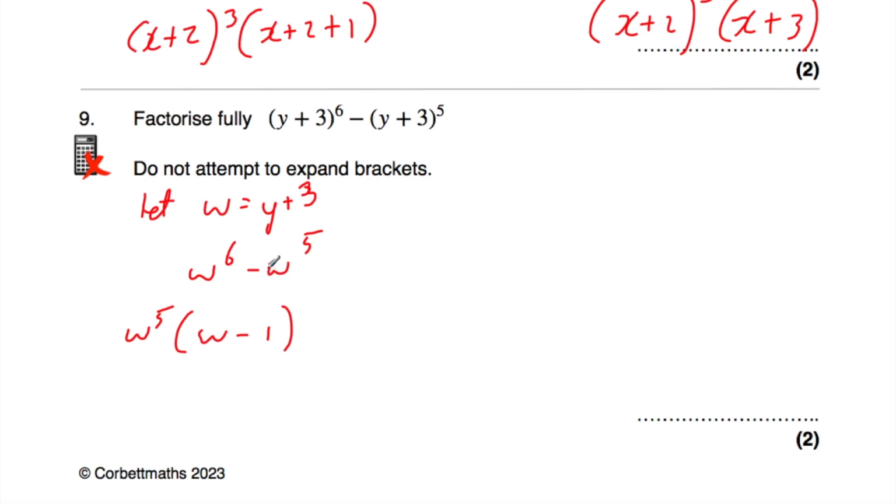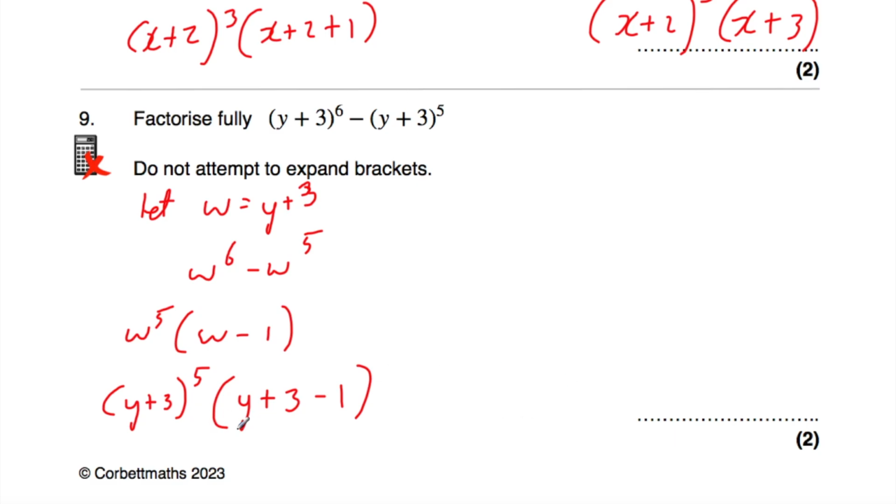So we've factorized there. And now we just need to replace the w with y plus 3, because remember in the question we let w equal y plus 3. So instead of w to the power of 5, we're going to have y plus 3 to the power of 5, just replacing the w with y plus 3 and putting it in a bracket. And then we've got our bracket. Now we had w minus 1, so instead of w we're going to write y plus 3, but we've still got that minus 1, close brackets.